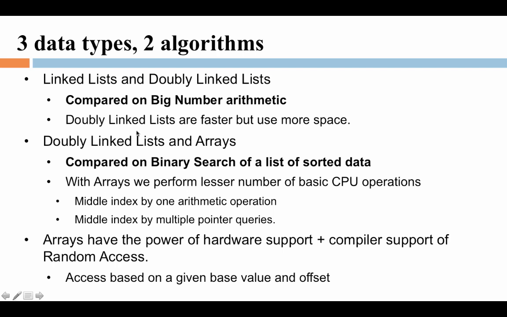We notice that doubly linked lists are faster but use more space. Then we compare doubly linked lists and arrays for binary search on a list of sorted data. With arrays, we perform a lesser number of basic CPU operations. That is, we find the middle index based on one arithmetic operation, whereas in a doubly linked list, we find the middle index by multiple pointer queries. Therefore, one can imagine that arrays have the power of hardware support and the compiler support of random access, and the access based on a given base value and an offset. This is not very important, but if you understand a bit of computer organization, if you've already studied it, you will immediately appreciate it.